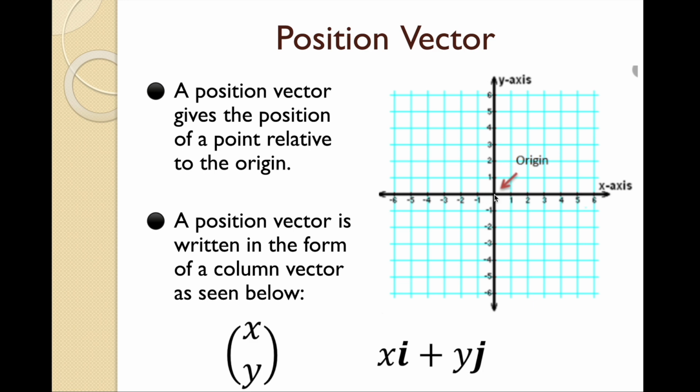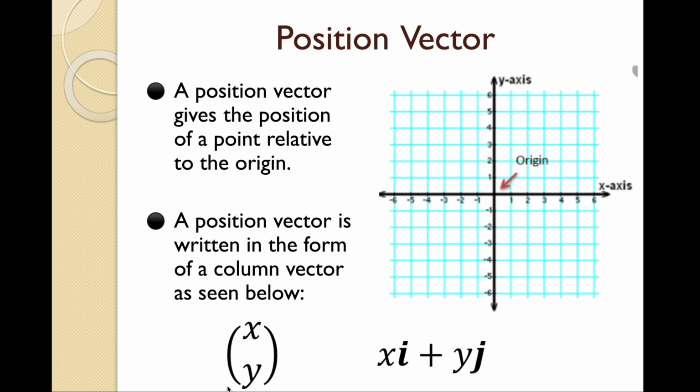Everybody knows what that is. So a position vector is written in the form of a column vector as seen below. As you can see here, x, y is one way that we write it. This is another way that it is written, but y'all won't see it at your level, but just in case, it's literally the same thing as writing it like this.